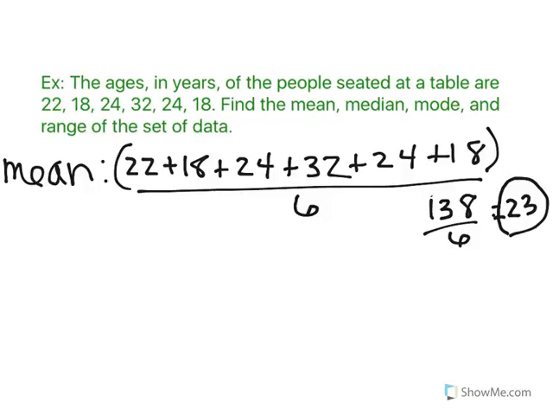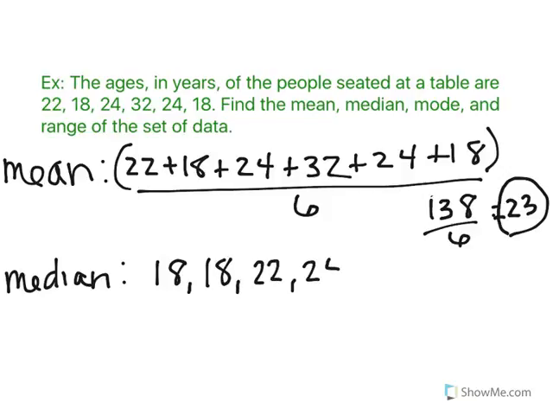Median is the middle value. What we have to do with median is order the data from least to greatest. So I'm going to write 18, 18, 22, 24, 24, and 32. What I like to do is, once I write a number, I cross it off, so that I'm making sure I'm including everything. Then I cross off one at the far left and one at the far right, and keep crossing out until I get to the middle.